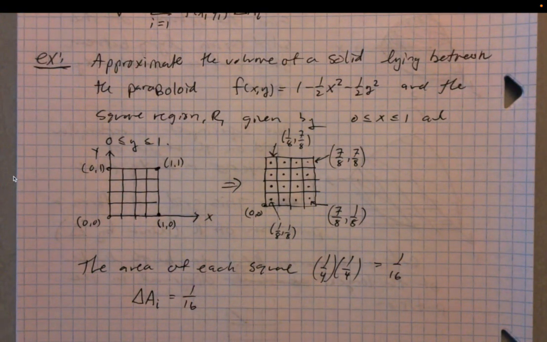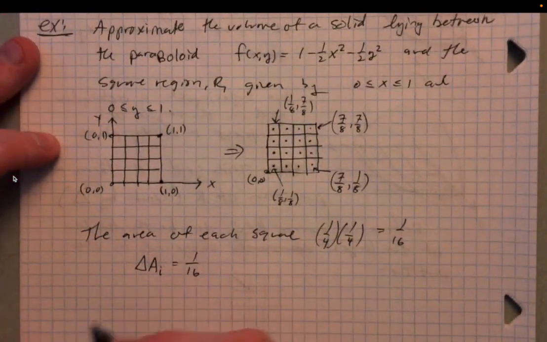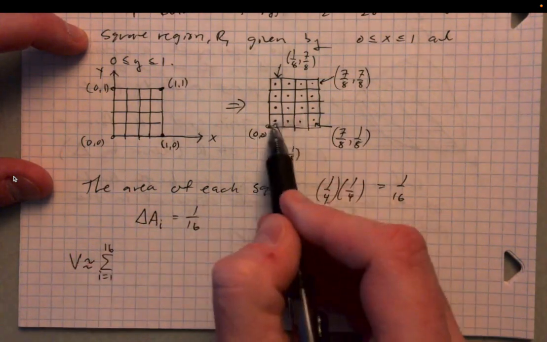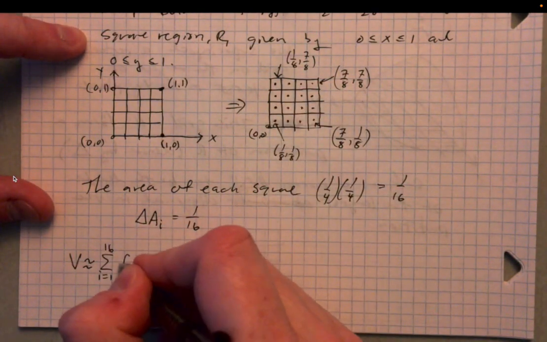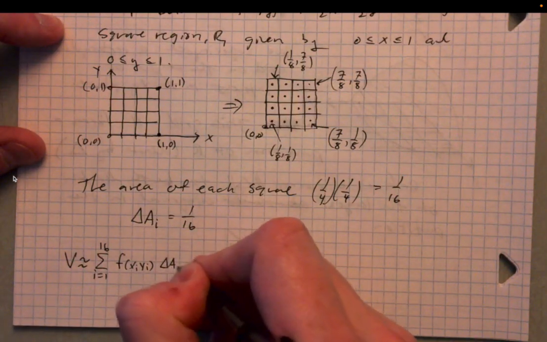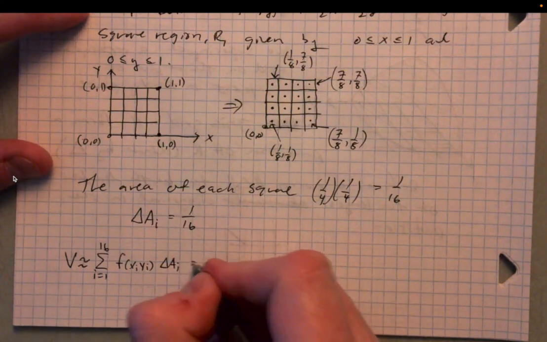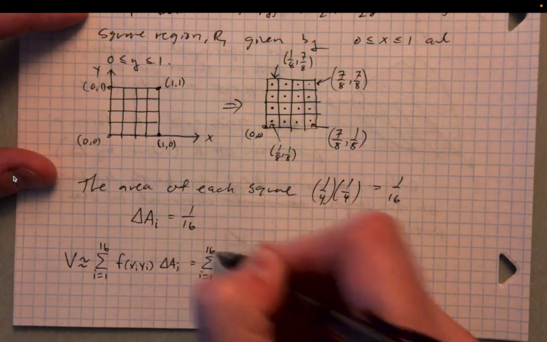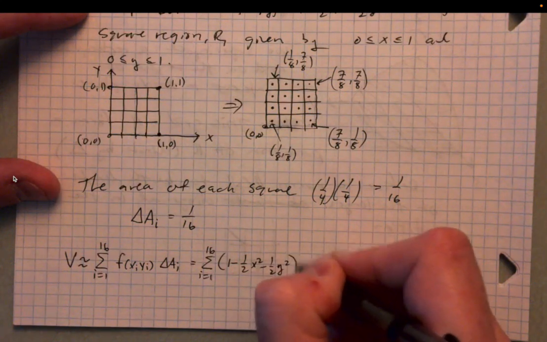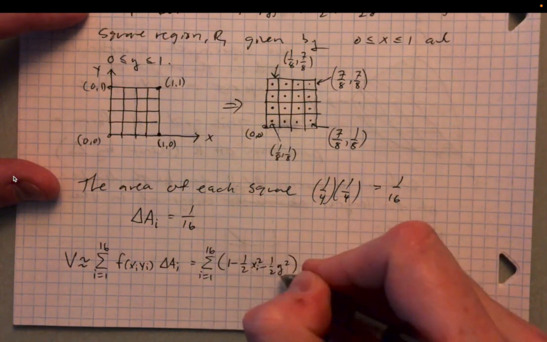Okay, and so what would the sum look like in the case of this particular function and this particular grid? Well, the volume would be approximately equal to the sum from i equals 1 up to 16, since there are 16 squares. It's going to be whatever the height of each of the prisms is times the base area of the prism. In this case, the base area is all the same. And so it's going to be the sum from i equals 1 to 16, and then let's put the function in. It'll be 1 minus 1/2 x squared minus 1/2 y squared. I should put subscripts i here, right? So it depends on the i.